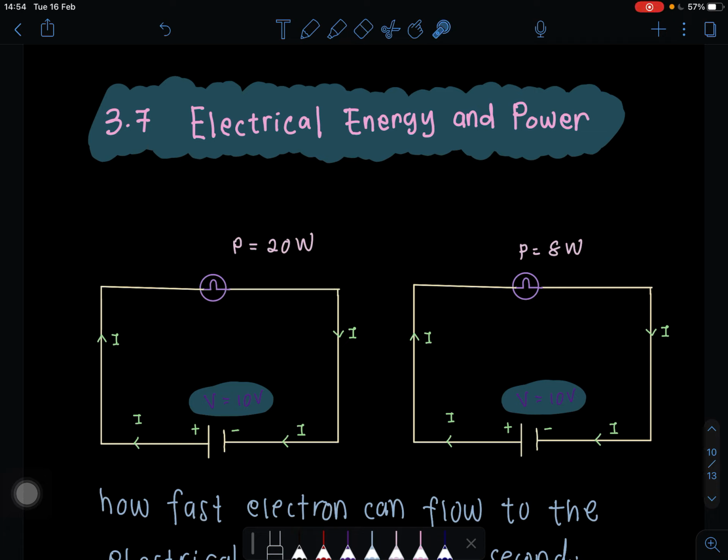Assalamualaikum and hello everyone. The next subtopic we are going to learn is 3.7 electrical energy and power. So we are going to look at the difference between energy and power.